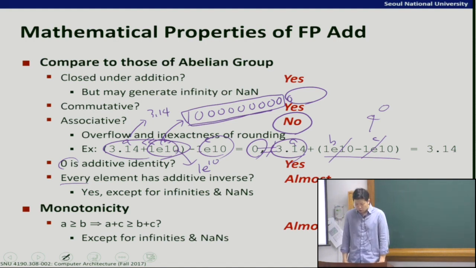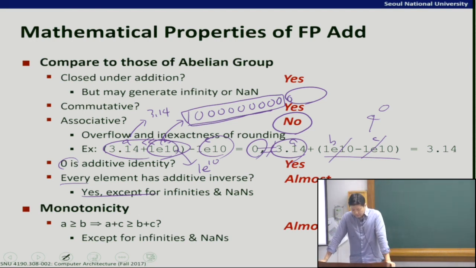This statement is almost true, but not always true. So why almost? Because for any positive or negative normalized or denormalized numbers, you actually have an additive inverse. But if you have not a number or infinity, then there's no additive inverse. If you add something to infinity, you always end up getting infinity too, right? Or not a number. So this is true except for infinity and not a number.